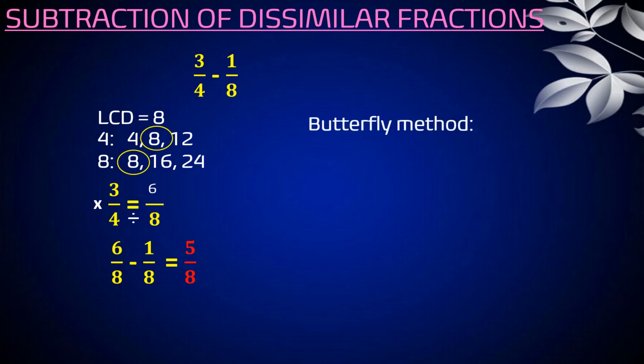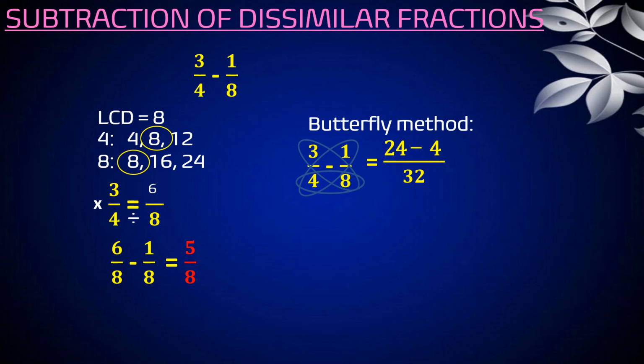Gamitin naman natin si butterfly method. So, we have 3 over 4 minus 1 over 8. Multiply the denominator 4 times 8 is equal to 32. I-multiply din natin yung unang numerator dun sa second denominator. So, 3 times 8 is equal to 24. Multiply yung second numerator kay first denominator. So, we have 1 times 4 is equal to 4.